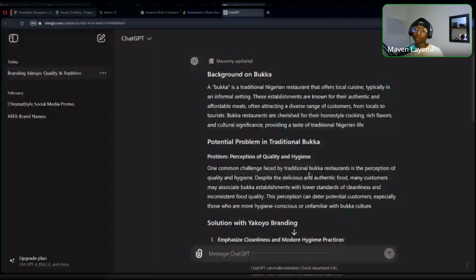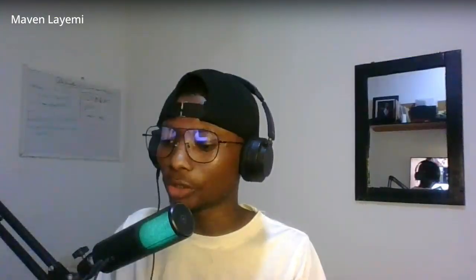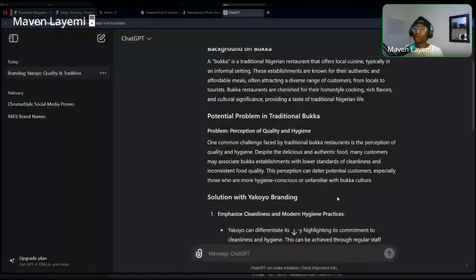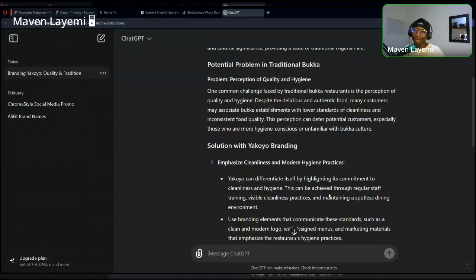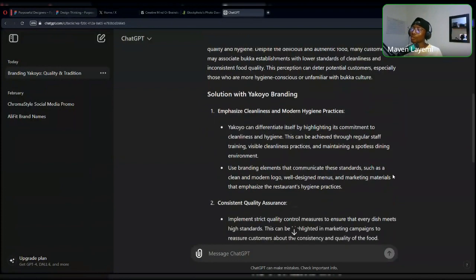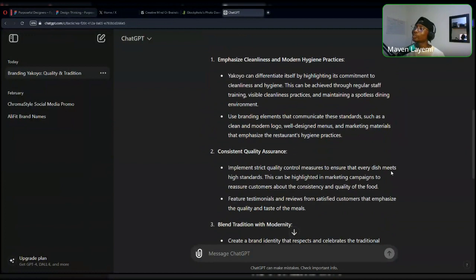The problem is centered around buka. Traditionally in Nigeria they offer local shops, and they do have nice foods. But the problem is that some of their customers complain about hygiene, about their uncleanliness, and that can chase customers away. So how do we solve it? It is not just by creating a logo. There are so many things that can be done.